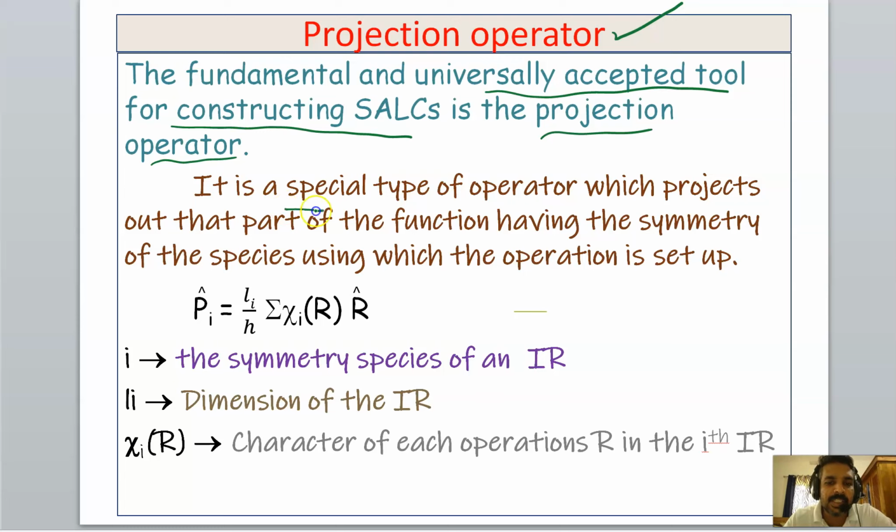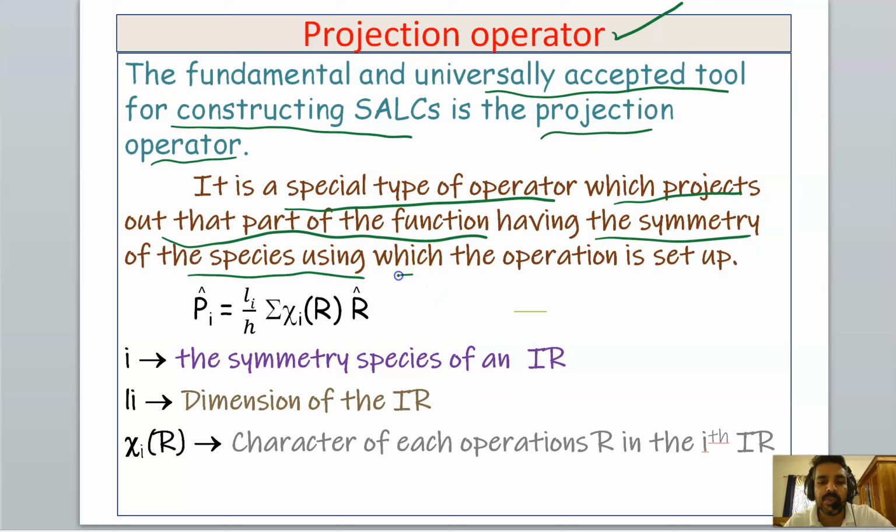Actually, it is a special type of operator which projects out that part of the function having the symmetry of the species using which the operation is set up. What does a projection operator do? It projects the part of the wave function that is the same as that of the symmetry species in which we are doing the operation. You will understand this more later.